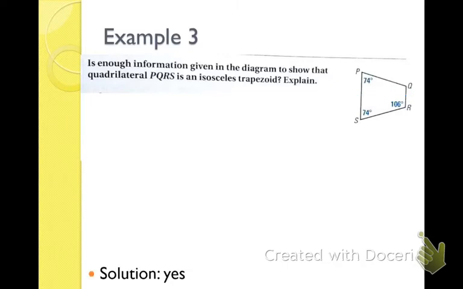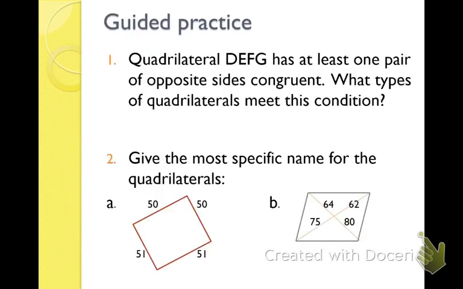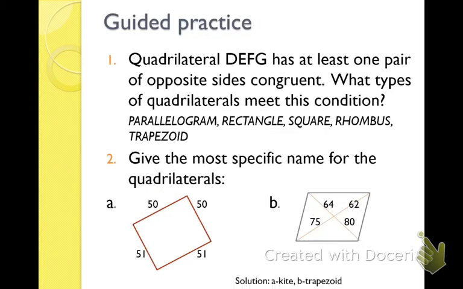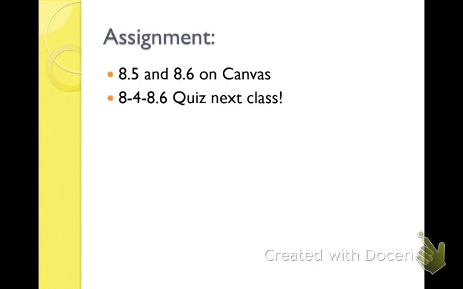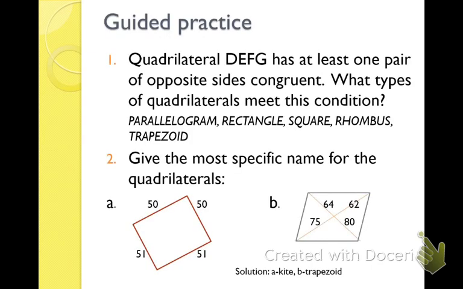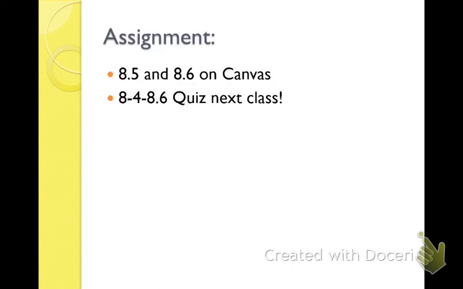Any questions? All right. We don't have time, so we won't do the guided practice. The answers on the guided practice, if you want to write them down real quick, are kite and trapezoid. All right, so that's it. That quiz is going to be 856 next time. That slide's not quite accurate, but that's the notes for today.